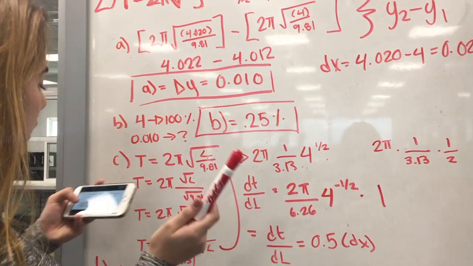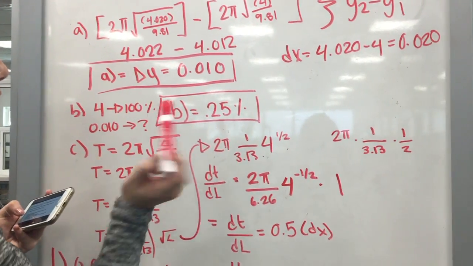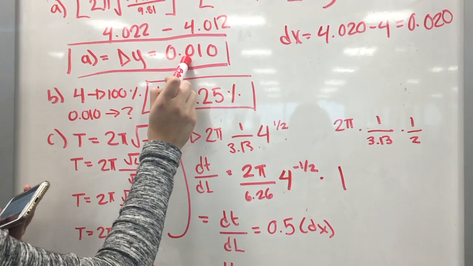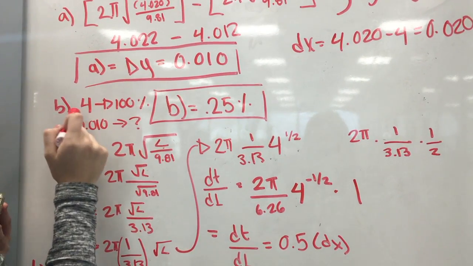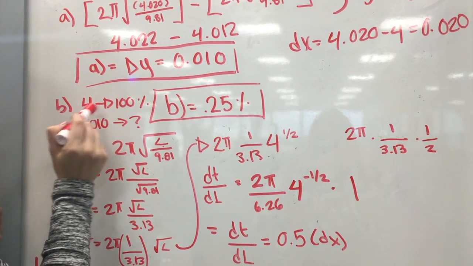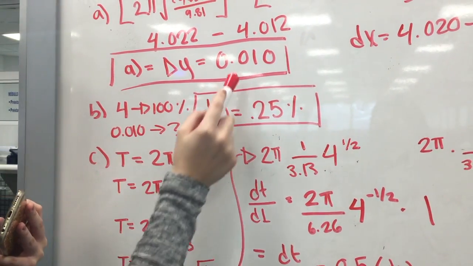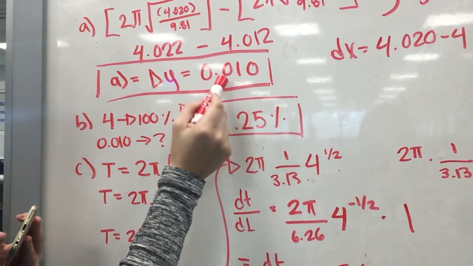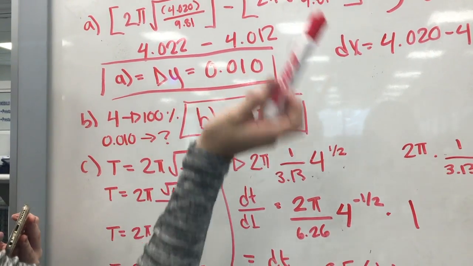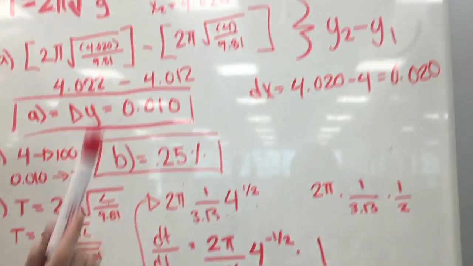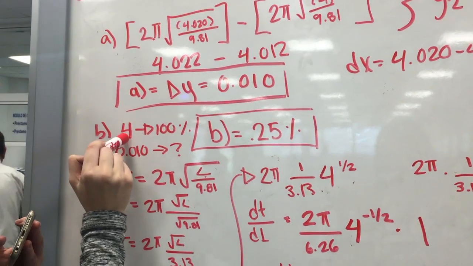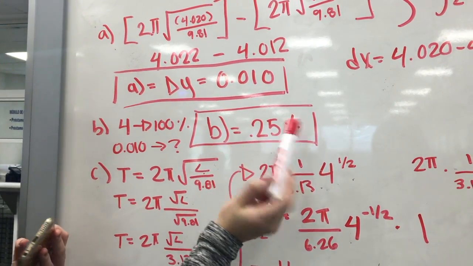So in B, we need to find our percentage of change. We know that this is our percentage of change. So if you know that 4 is equal to 100%, which will be the percentage of this change, we did the same thing that we did in this one. We multiply these two and divide them by 4, so we got 0.25%.